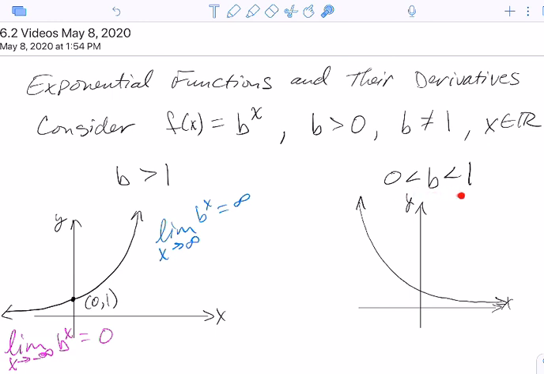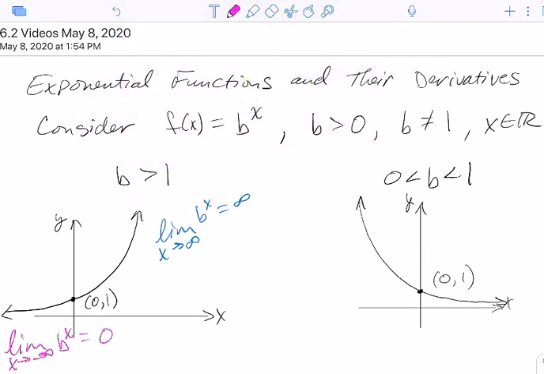In the case that b is between 0 and 1, we see the graph shoots up to the left in the second quadrant and then becomes asymptotic with the positive x-axis. And this is, of course, exponential decay, and it's also a reflection about the y-axis of the first graph that we looked at. Again, this curve goes through the point (0, 1).